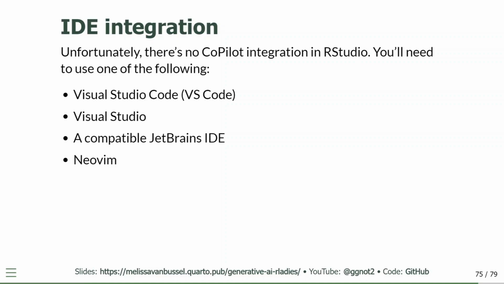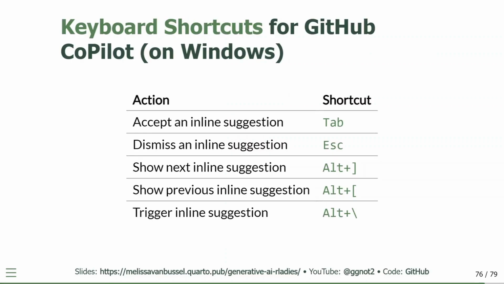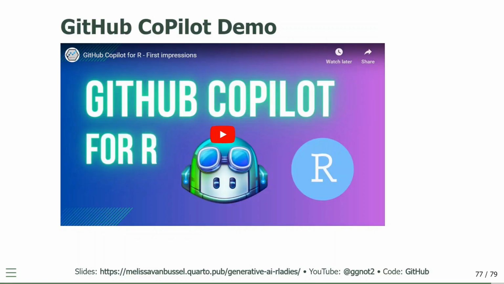I recommend VS Code, but there's a few other options as well. On this page, I've just put together a few of the keyboard shortcuts that you're most likely to want to use with Copilot if you're using Windows. And this video on my channel goes through a full demo of setting up Copilot and using it to do some basic stuff using R.